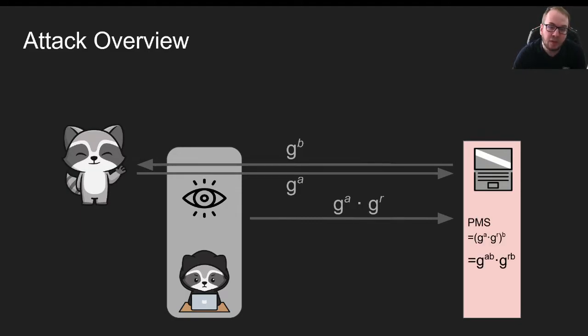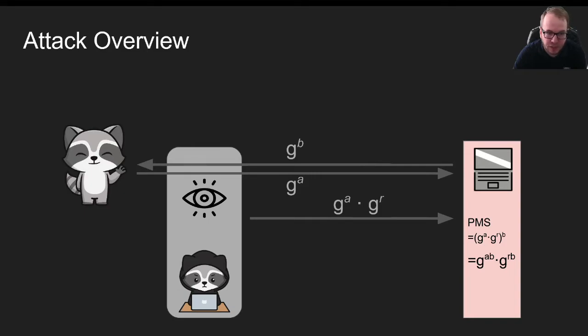The server will then compute g to the power of ab times g to the power of rb as the shared secret. And here g to the power of ab is actually the shared secret of a connection the original client we want to attack had with the server, which we do not know as an attacker. But what we can do is compute g to the power of rb, where r is an attacker chosen number, so the attacker can compute this value.